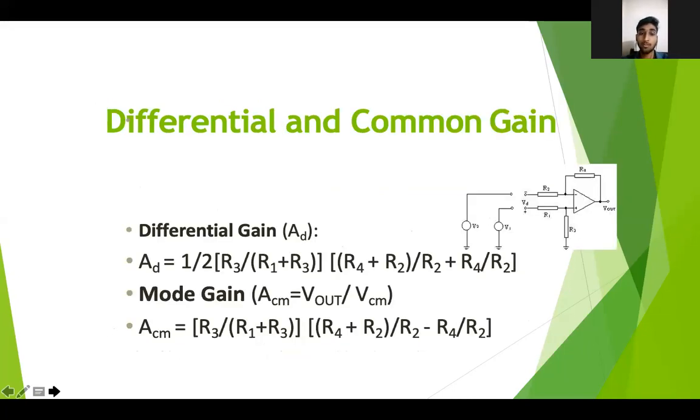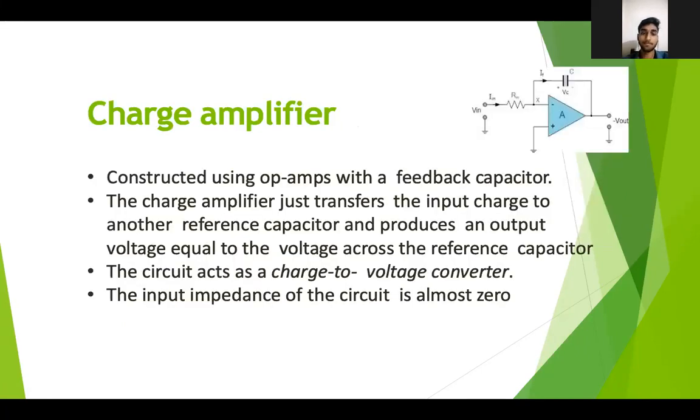And also from this circuit we can calculate the differential gain and common mode gain. The differential gain is given by the formula AD is equal to 1 by 2 times R3 upon R1 plus R3 into R4 plus R2 upon R2, plus R4 upon R2, and the common mode gain is given by ACM is equal to V out upon VCM. Basically these are the factors of the differential op-amp. That's all. Next slide please.